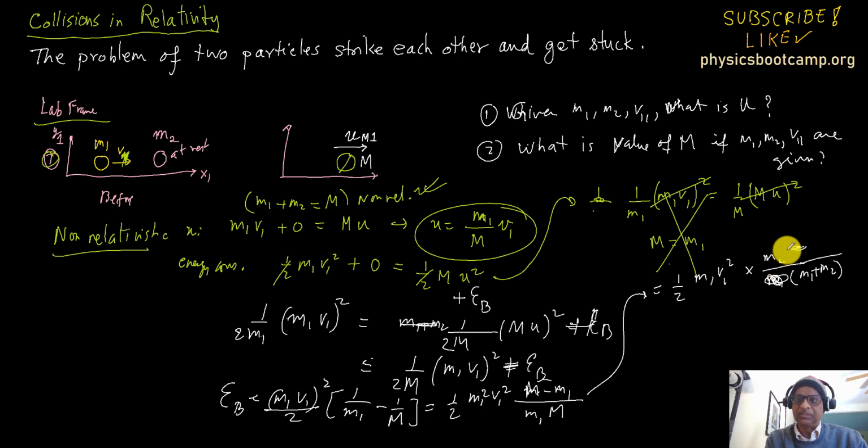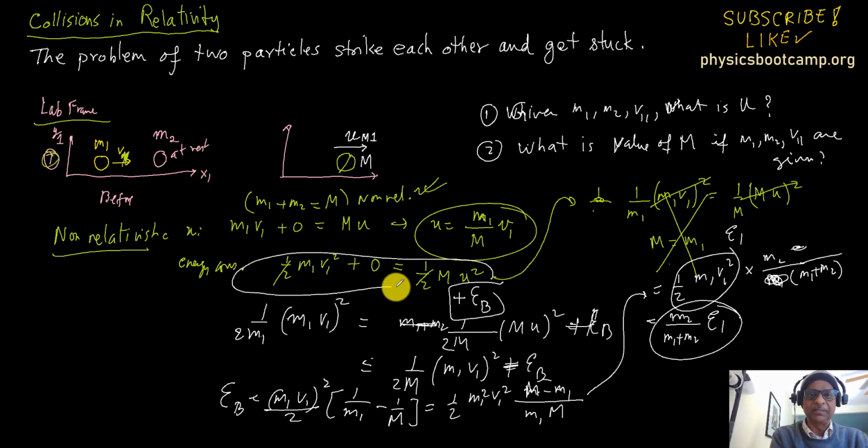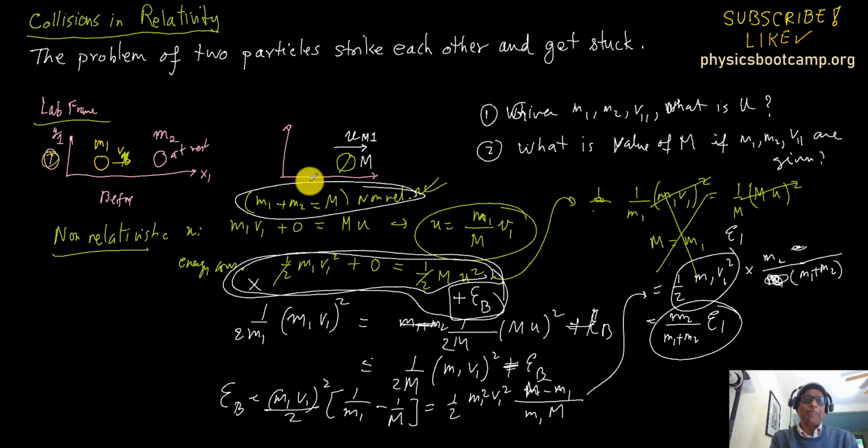This m1 cancels out. So you see that this is just an energy of the first particle. So this is m2 over m1 plus m2. This is the binding energy that has to be present for it to be consistent. So you just can't say kinetic energy equal to that. That would be wrong. So you actually need binding energy to make sense of this, assuming this is the case, right?